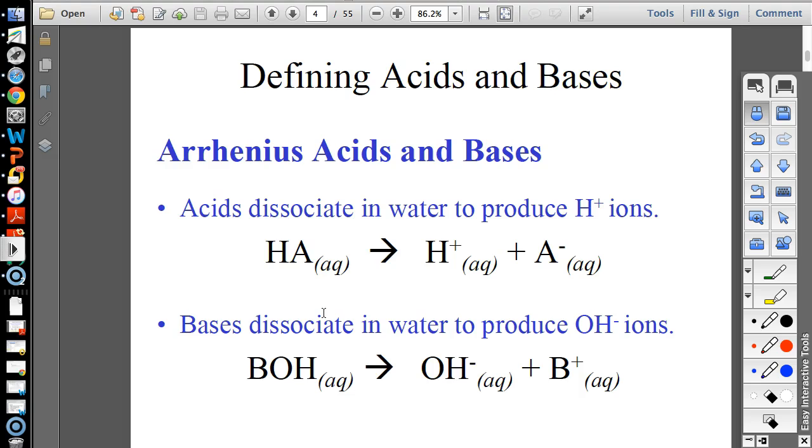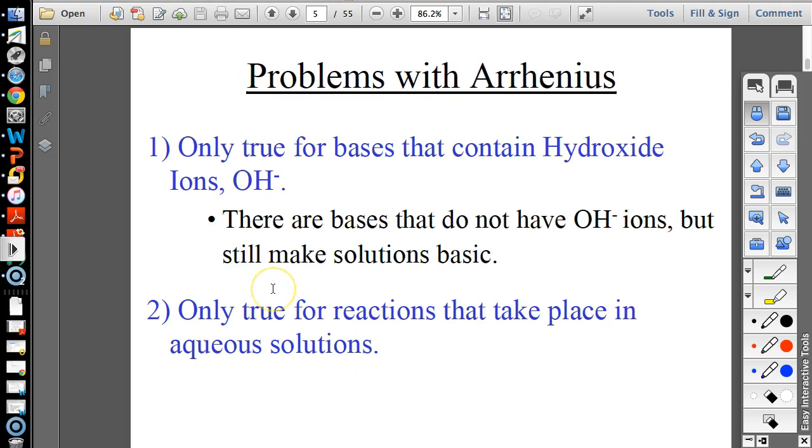Anyway, this was real cute. It kind of worked, but some bases don't actually make hydroxide in solution. So, like I was saying, it's only true for bases that contain hydroxide ions. There's a lot that don't have hydroxide, but still are going to make solutions basic. The most common one of that is ammonia. So ammonia is a base, but it's NH3. There's no oxygen in there. So this is only true for reactions that take place in aqueous solutions. Most of the ones that we'll be doing are going to happen there.